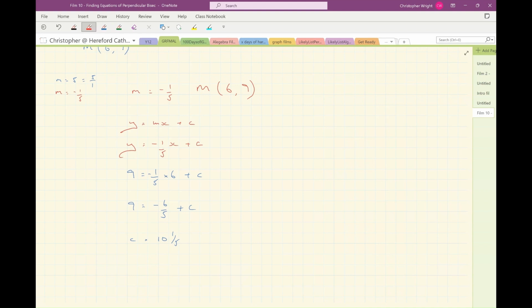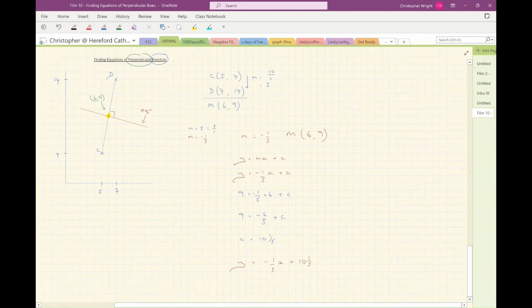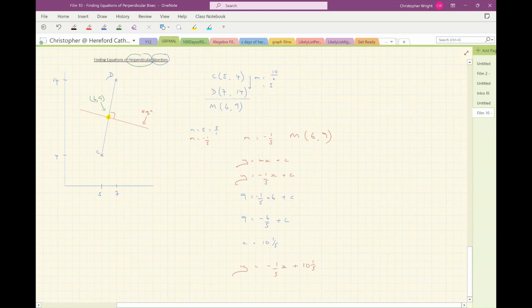So what is the equation of my perpendicular bisector? It's going to be y equals minus a fifth x plus 10 and a fifth. And that is how to find the equation of a perpendicular bisector. It combined all the skills that we've just learned how to do without thinking too much. And that means that if you practice this, you can find the equations of perpendicular bisectors, following through each of those skills without thinking too much, and thus write down the equation of the perpendicular bisector of 2 points without thinking too much. All right, time to practice some, I think.